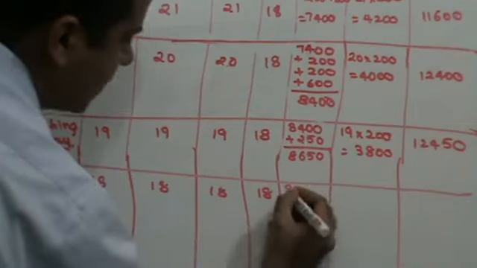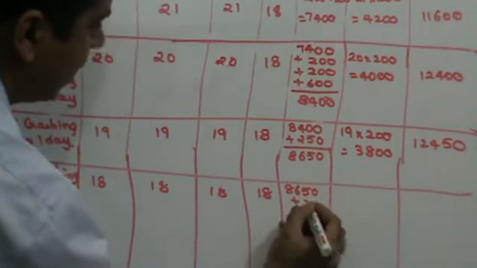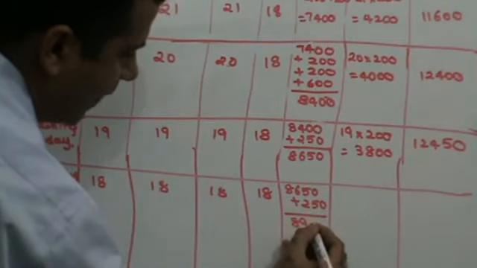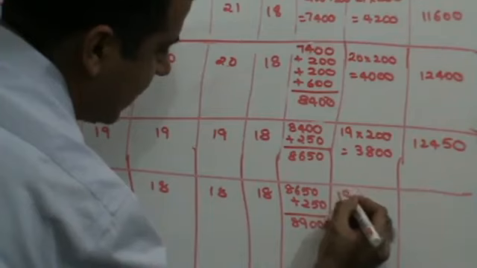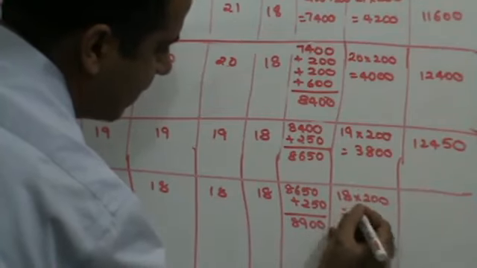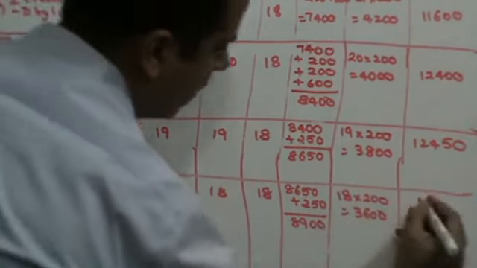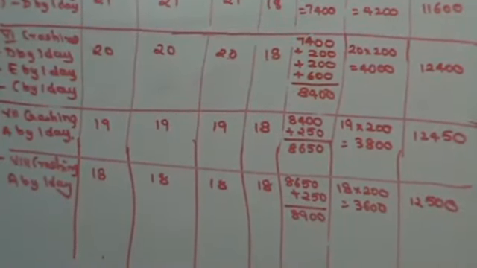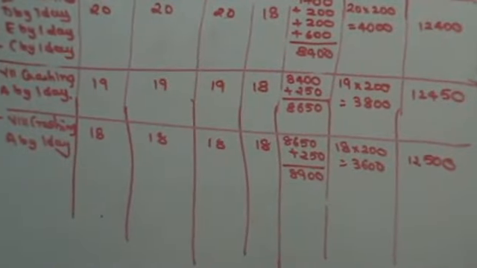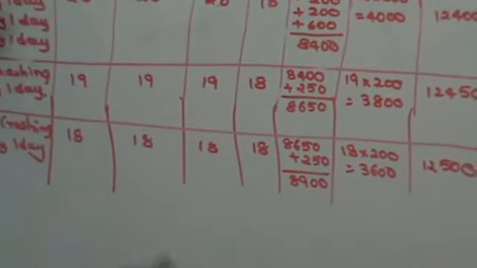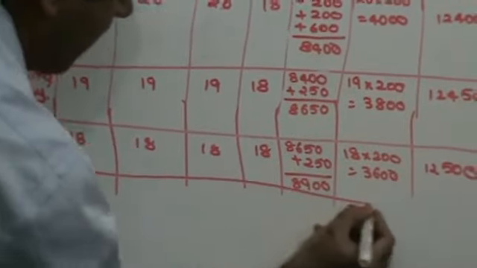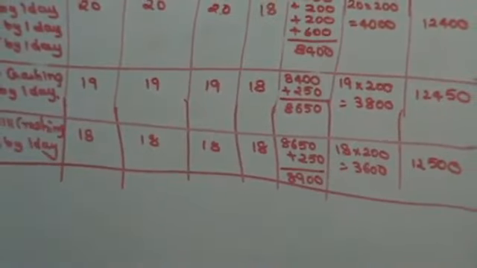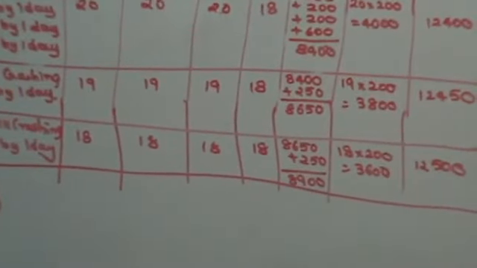So in that case, this was 8,650 plus 250, which is 8,900. And this is 18 into 2, 36, 1,200 and 12,500. So I've finished crashing all the activities of the critical path. Okay, my crash table is ready. Once you've made your crash table, then you've got to write your final answer.